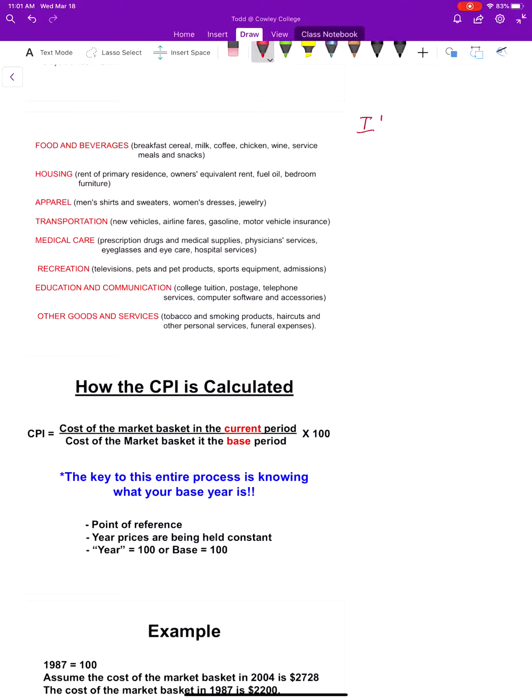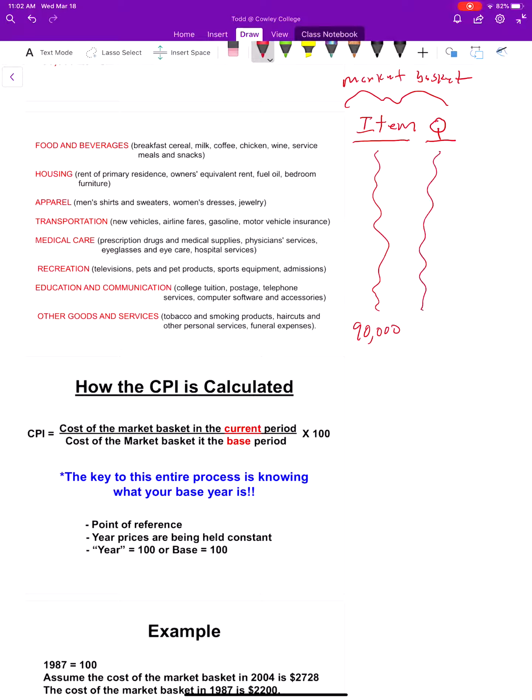It is the item that people go in and consume, and it is the quantity in which they consume it. So that part of it right there is what we call the market basket. Now, when the Bureau of Labor Statistics gets done with this, there's going to be some 90,000 items in this market basket, and there's going to be 90,000 quantities to go along with it. So that entire thing is what we call the market basket, and that's updated roughly about every 10 years.